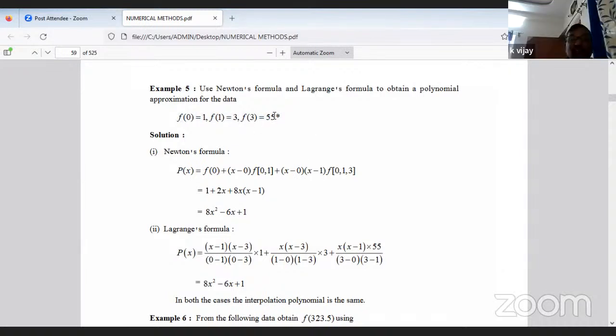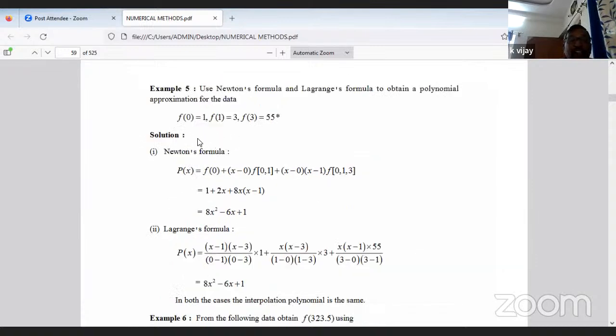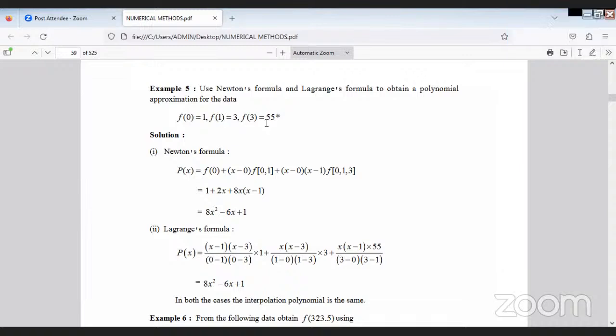Okay sir. So Lagrange's formula I am applying the same here. X minus 1 and x minus 3, that is 0 minus 1 and 0 minus 3. Again x into x minus 3, that is 1 minus 0 and 1 minus 3. The first value is into that is the first value in 1, that second value into 3, the third value x into x minus 1 into third value ఇక్కడ 55 తీసుకున్నాడు.